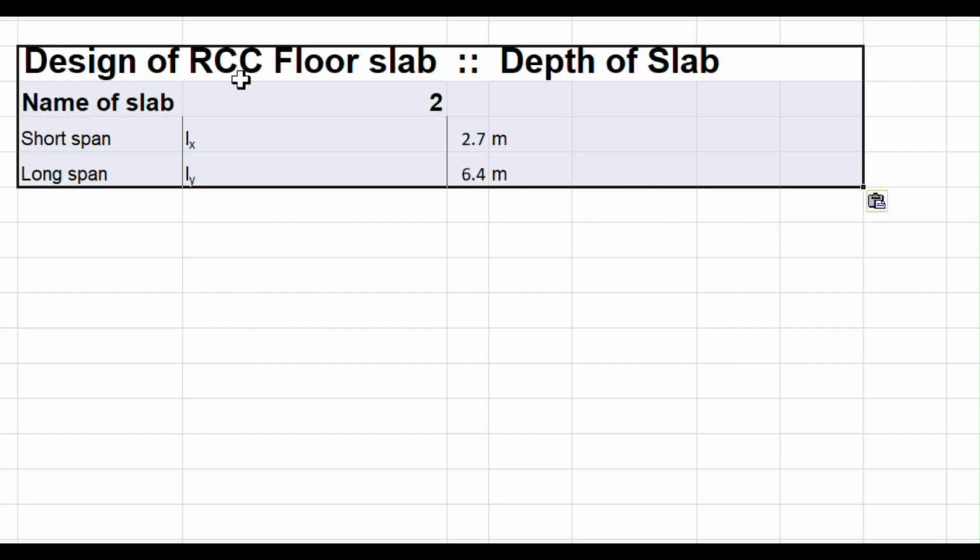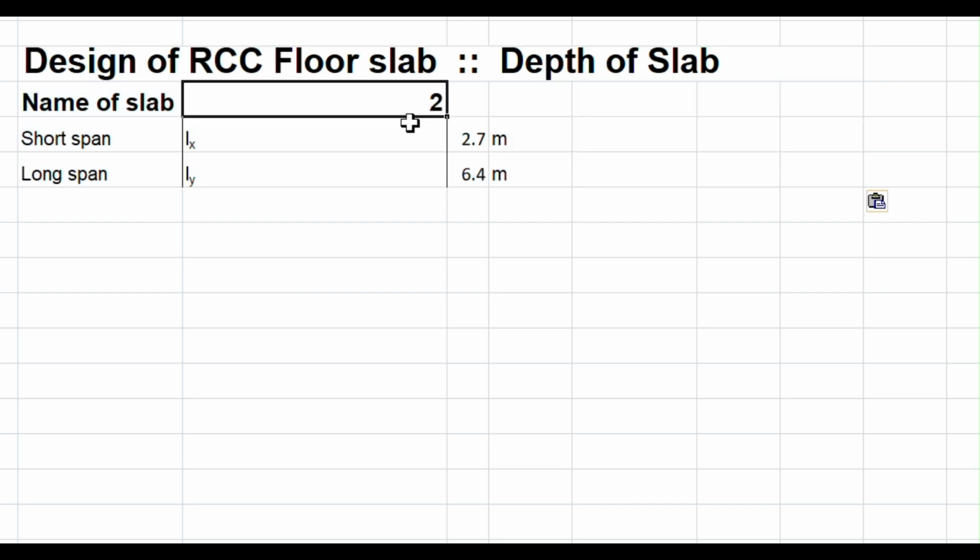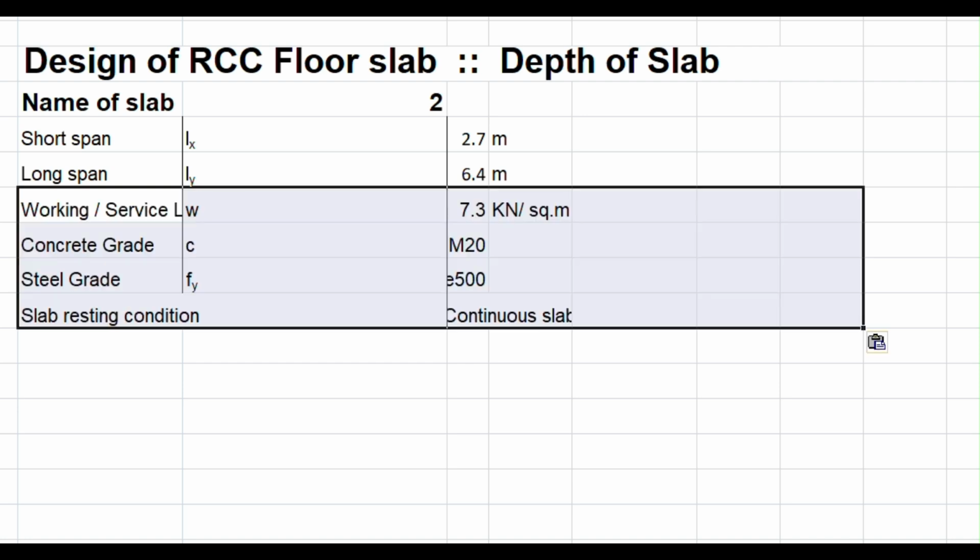So, the design of RCC floor slab, calculating the depth of slab. The name of the slab is panel number 2. This is panel number 2. We have already discussed it in the previous session. The short span length Lx is 2.7 and Ly is 6.4 meter. Here we have the standard data. The working or service load is 7.3 kilonewton per m square. The grade of concrete is M20, the grade of steel is Fe 500. The slab exists as a continuous slab.